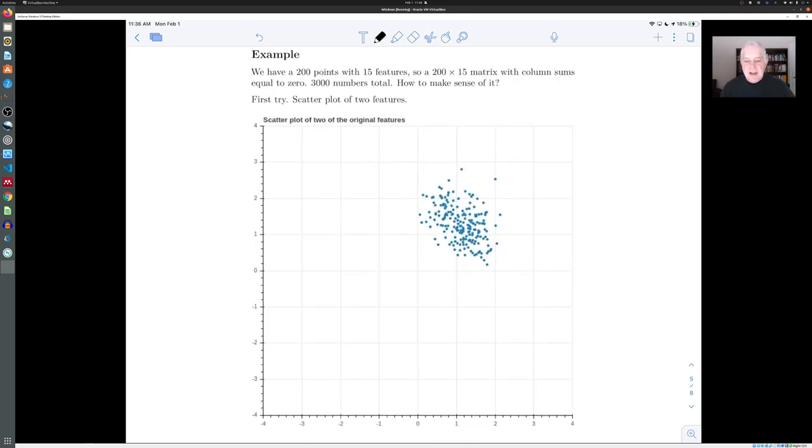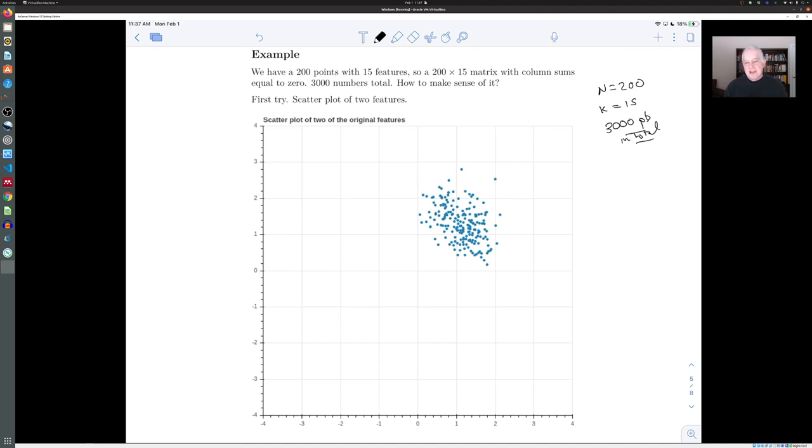This is a data set that I made up, and it has a hidden structure in it. It consists of 200 points in 15-dimensional space. So the number of samples is 200, and the number of features is 15, and there are 3,000 numbers in total. And you want to try to make some sense out of this data. What can you do? Well, when you have two features, you can make a scatter plot. But here you have 15 features.